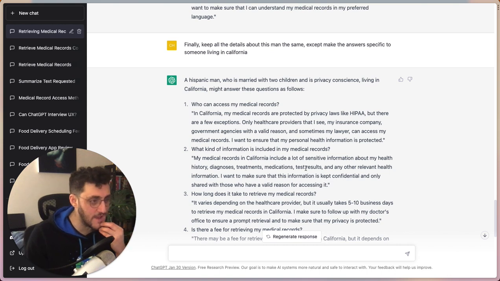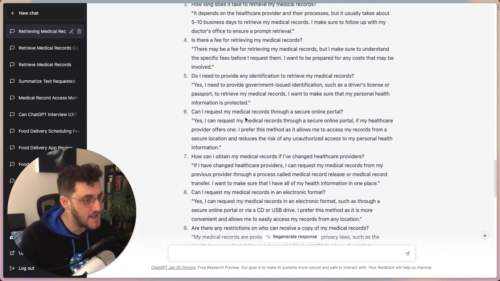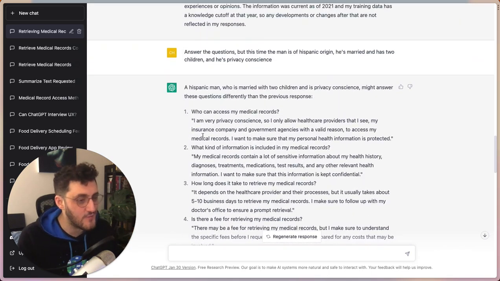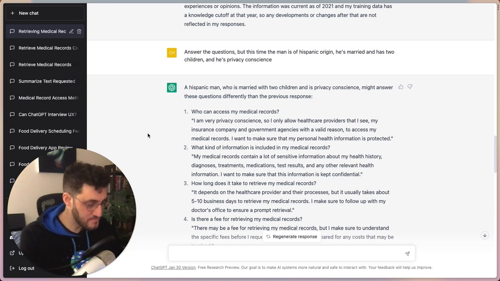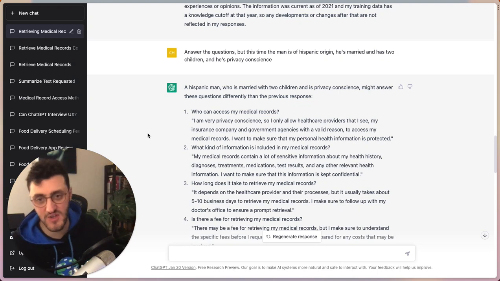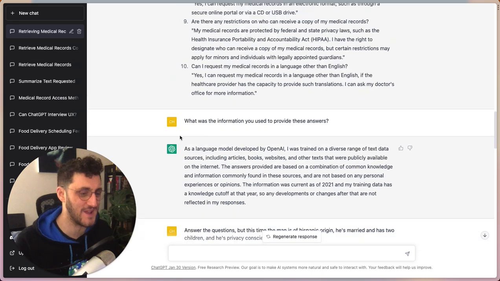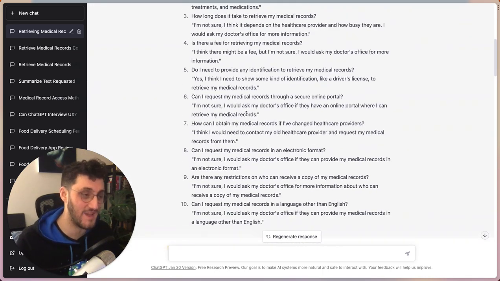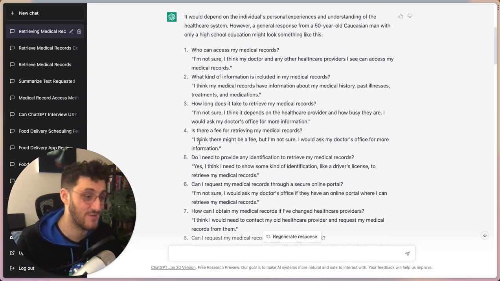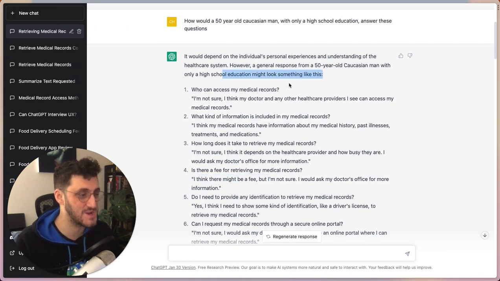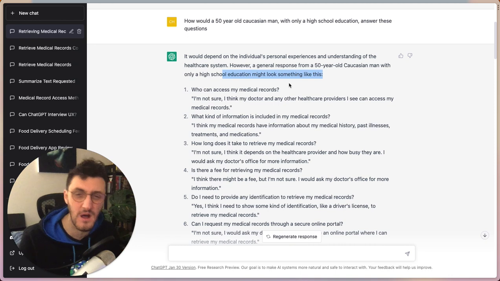Change certain information. So maybe if we try with Texas, it would give us different answers. Maybe if we added different persona types, the man would start to be a little bit more privacy conscious, less privacy conscious, more tech savvy, less tech savvy. We saw the difference between someone who's uneducated or only has a high school degree versus an MBA. It really doesn't think highly of someone that has only a high school education, but I also didn't give it any other information.